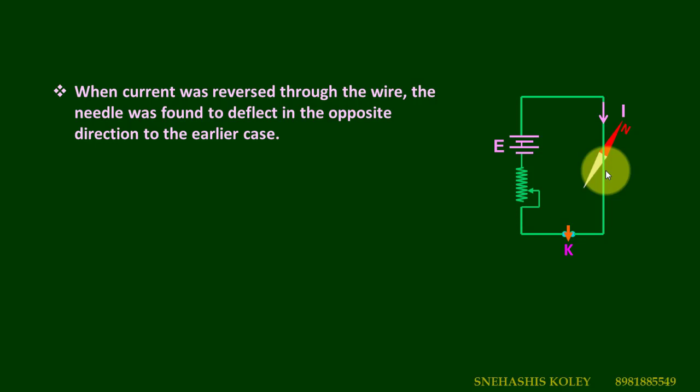On increasing the current in the wire, the deflection of the compass needle increases, which implies that the strength of the magnetic field around the wire increases. On reversing the direction of the current in the wire, the deflection of the compass needle also reverses because the direction of the magnetic field reverses.